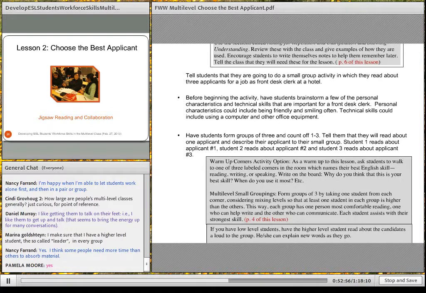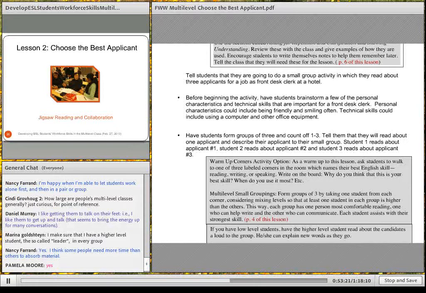And on the board I wrote, why do you think that this is your best skill and when do you use it most? So everybody stands up, they walk to the corner for their best English skill, and then they discuss for just a few minutes. Why do you think this is your best skill? Well, in my country we learned to read and write, but we didn't really practice speaking, etc.